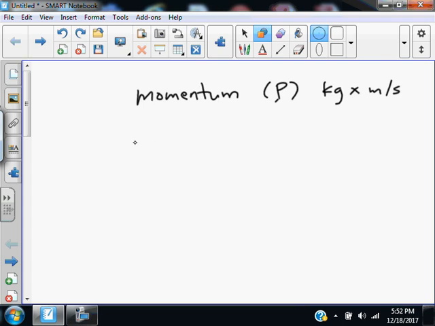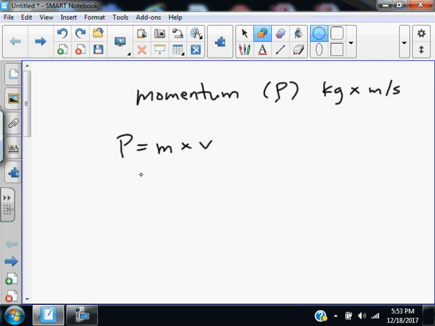If we were to write out the whole equation for momentum, it would be p equals mass times velocity, where the mass is where we're getting the kilograms in this unit, and then the velocity is where we're getting the meters per second. Pretty straightforward equation. We're just going to multiply the mass times the velocity to find our momentum for these different objects.